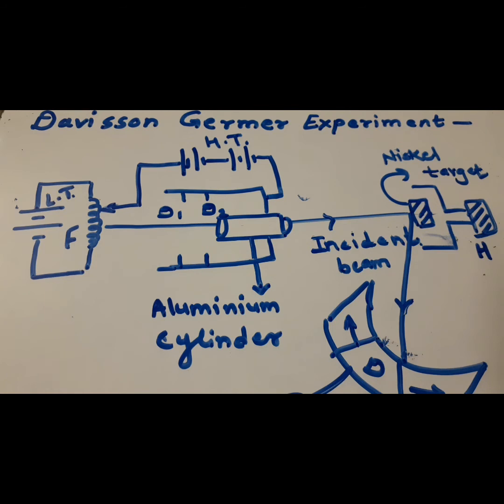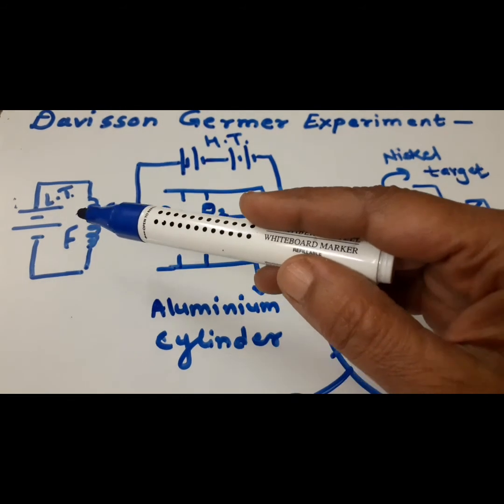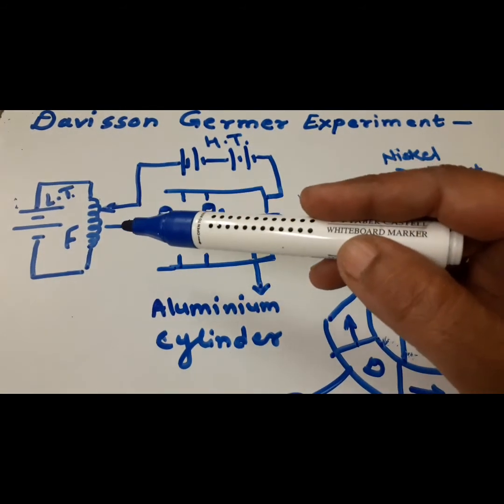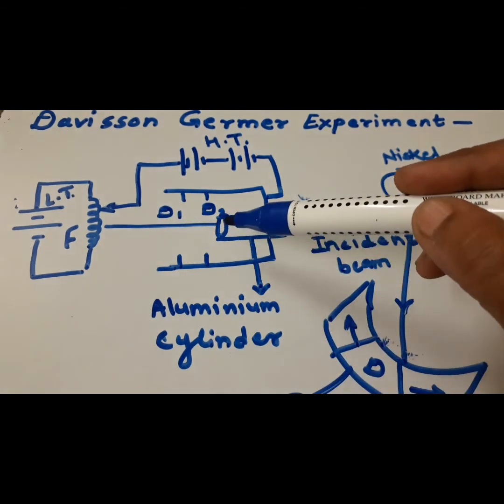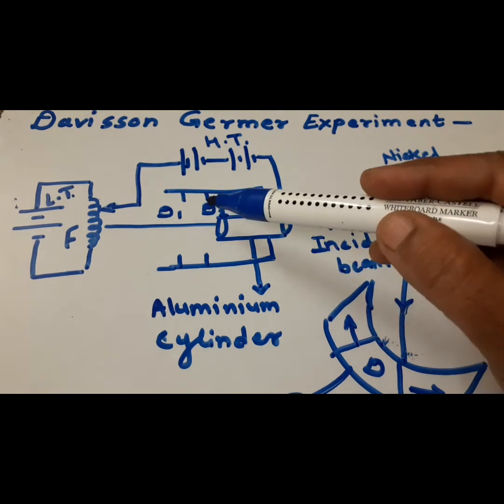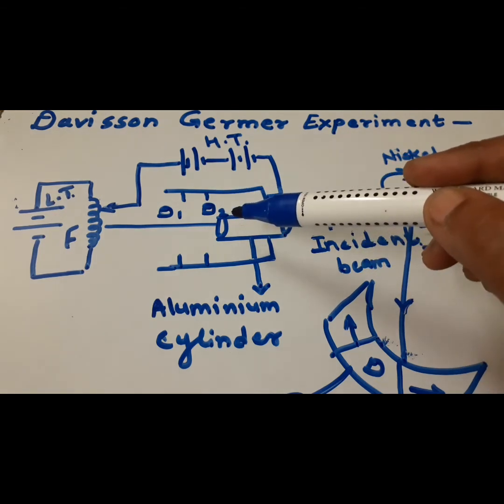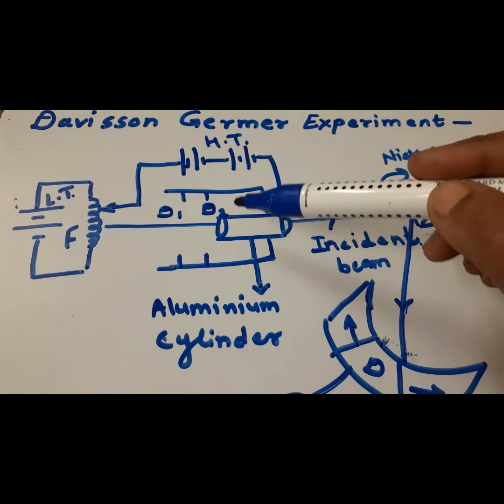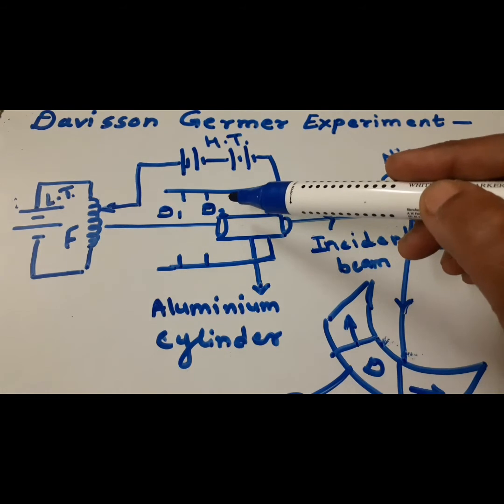Now, from this figure, the electrons are produced by heating the filament F using the low tension battery. The electrons are passed in parallel lines between the slit by using the aluminum diaphragms D1 and D2. These electrons are accelerated by the high potential applied to D1 and D2.